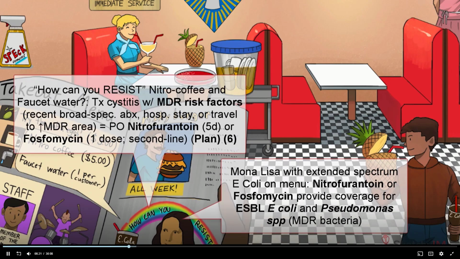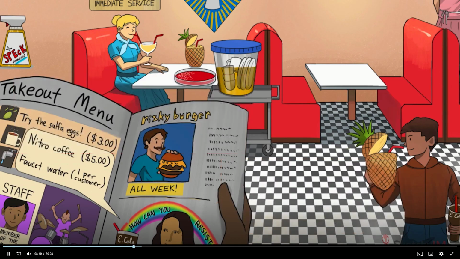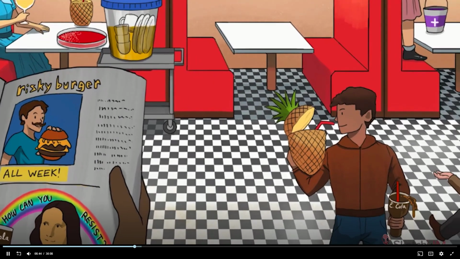Remember, these risk factors include recent hospital stay or antibiotic use. For empiric treatment, rely on what's highlighted in the box here, either nitrofurantoin for 5 days or 1 dose of fosfomycin. Both will target Pseudomonas and extended-spectrum beta-lactamase-producing E. coli, as well as fluoroquinolone-resistant E. coli. All right, that's it for cystitis.